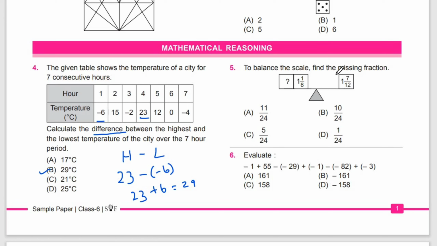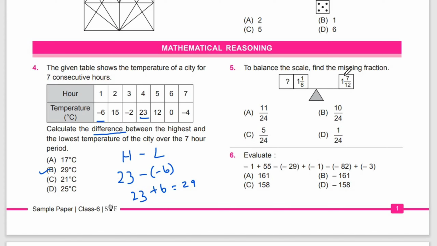To balance the scale, find the missing numbers. So the scale is given here. 1 7/12 is given and 1 1/8 is given. So we have to balance the scale. That means this side is equal to these two together. So how will we find this? Any idea? This question, when you see, usually kids tend to make the mixed fraction into an improper fraction and then do the rest. I'll tell you an easier method.